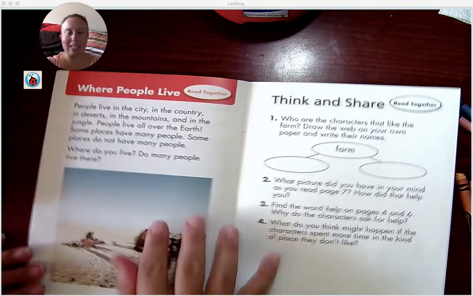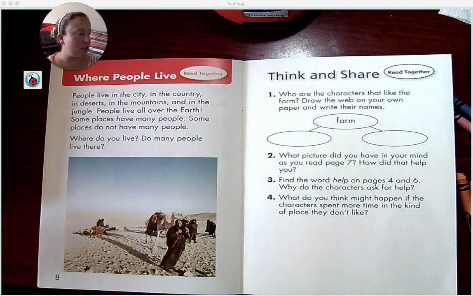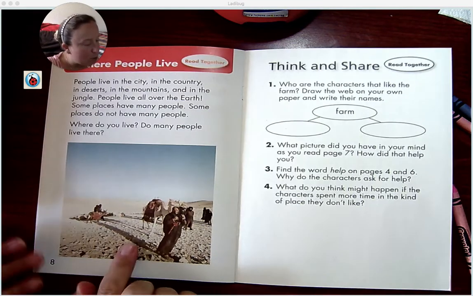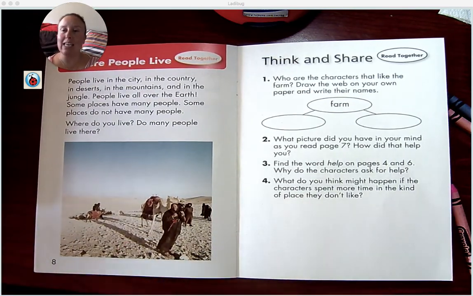Where people live. Now, this part of the story is a nonfiction part, and so I'll just read it to you. So take a look at this actual photograph of a place where people live. People live in the city, in the country, in deserts, in the mountains, and in the jungle. People live all over the earth. Some places have many people. Some places do not have many people. Where do you live? Do many people live there? I think so. All right.